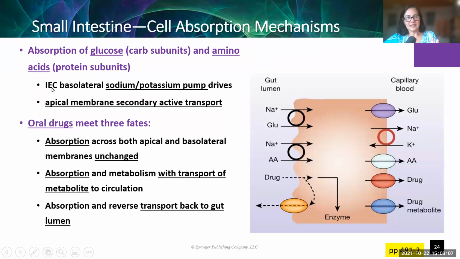So on the one side of the cell, this is an intestinal epithelial cell, we've got the regular sodium-potassium pump. All the cells have that. But then on the apical side, this is the side that's in contact with the food, that's where we have the secondary active transport. So the sodium is being welcomed back in, and it's bringing along a glucose. Or in a different transporter, here's the sodium being welcomed back in, and it's bringing along an amino acid with it. So fantastic.